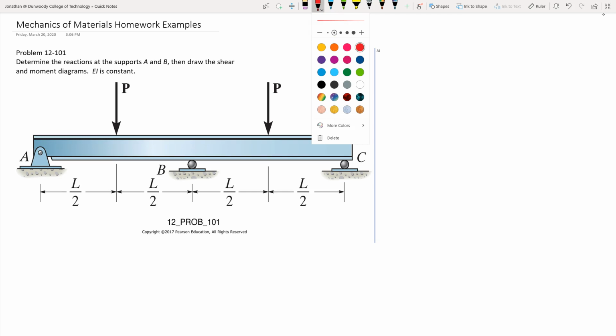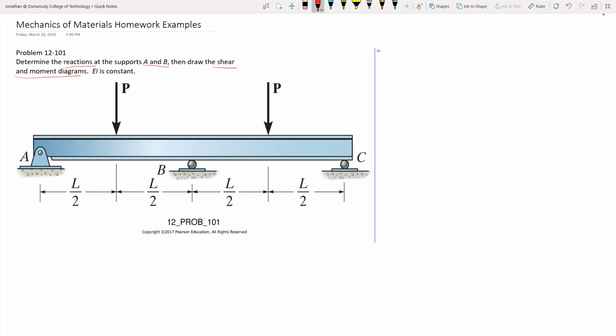Alright, so we've got problem 12-101. We have this beam pinned on one side, roller here, roller there, and then 2 point loads, and we're looking for the reactions at the supports A and B, and to draw the shear and moment diagrams. And we're told that EI is constant, which means that we have the same cross section that makes I constant, and E, same material, is constant, so we're in good shape there.